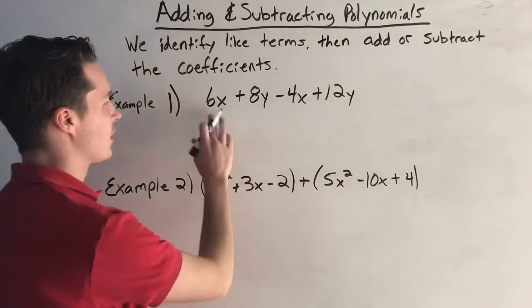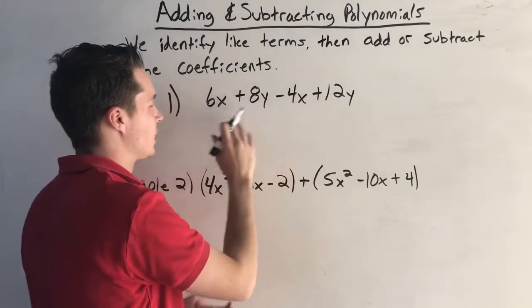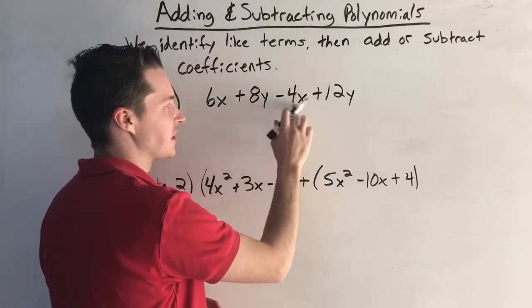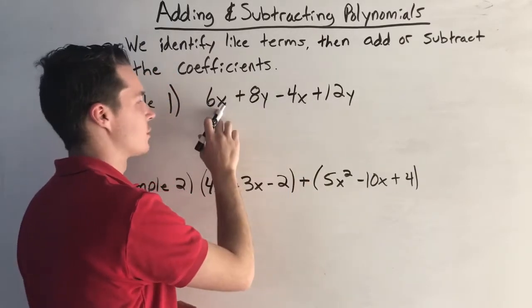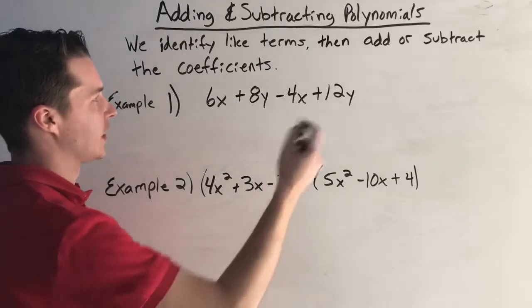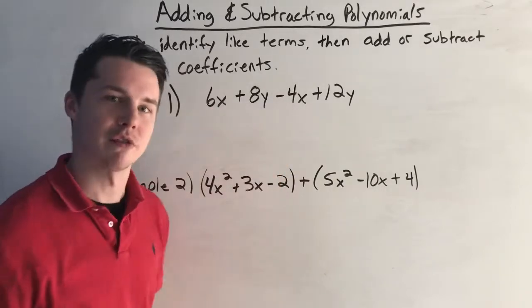That means that if we have a 6x here, we can't add an 8y to it. Something else has to have an x and just an x. So we can see that this 4x here can be added or subtracted with the 6x. So we identify the like terms, and then we add or subtract the coefficients. Well, that number right there, that's your coefficient.